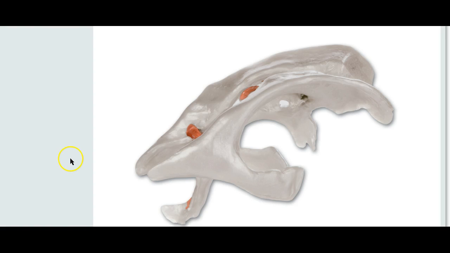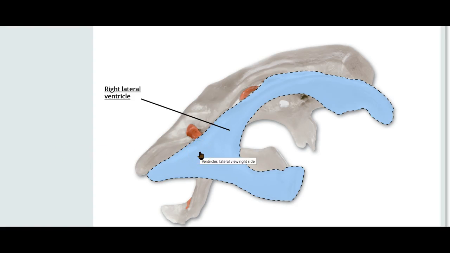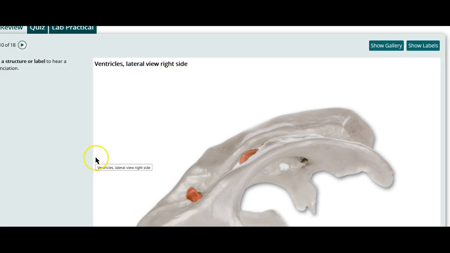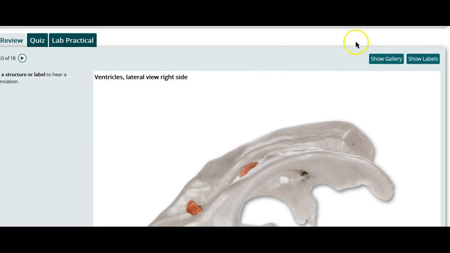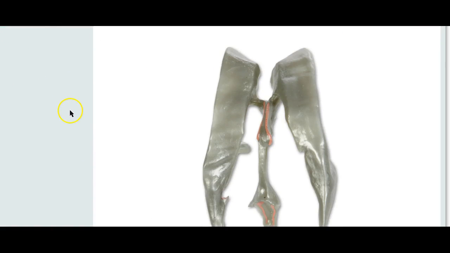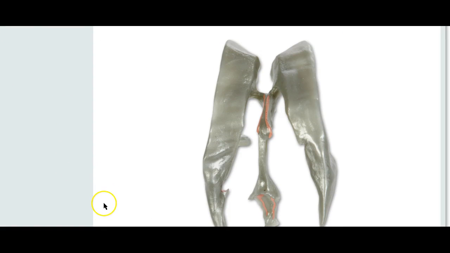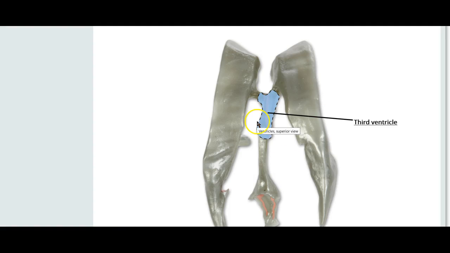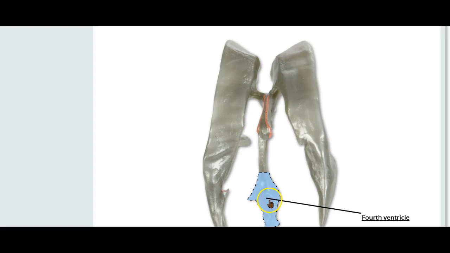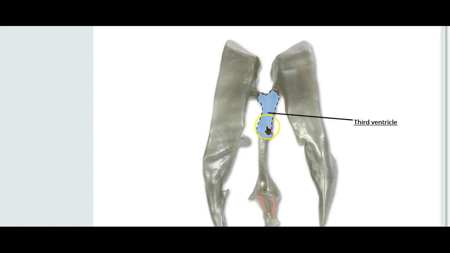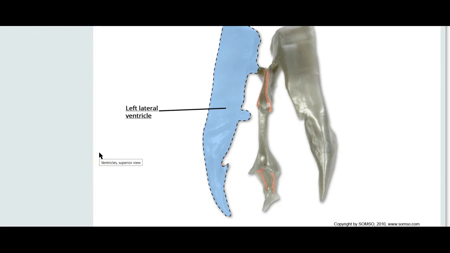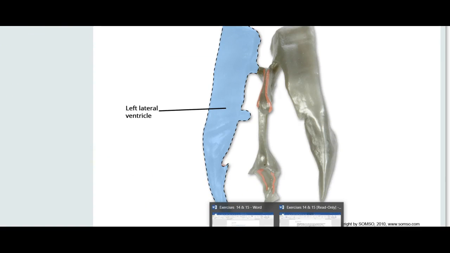So lateral ventricle, third ventricle, fourth ventricle, and the cerebral aqueduct, which you can't see unless you go to the next figure, and then the cerebral aqueduct is there. Lateral ventricle, third ventricle, cerebral aqueduct, fourth ventricle. And we have basically the exact same model which you might see on the lab exam. So those are the ventricles.